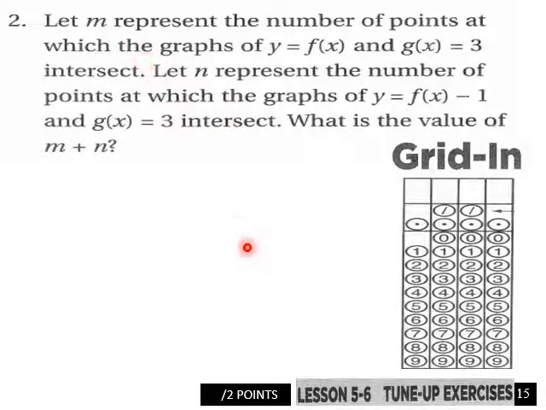Let m represent the number of points at which the graphs of these two intersect. What is the value of m plus n?